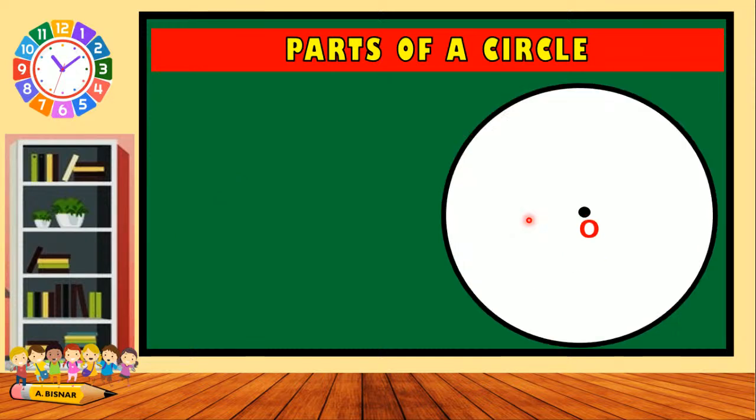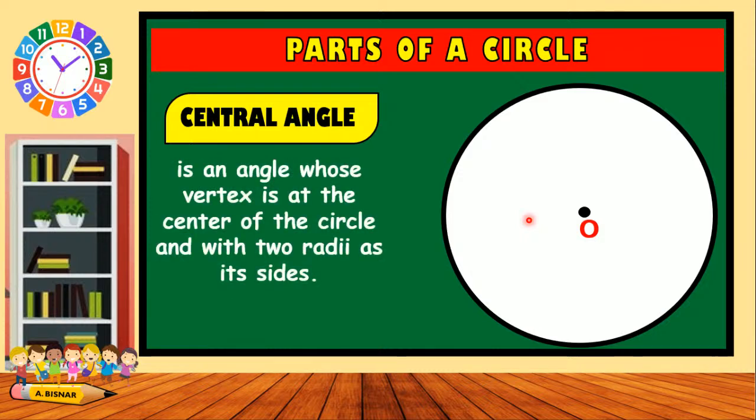Okay? Next. Central angle. It is an angle whose vertex is at the center of the circle and with two radii as its sides. Kapag isa lang, radius. Pag more than one, radii. So for example in here, the radius are OX saka OR. Again, kapag radius, isa lang. Kapag dalawa or more, radii.